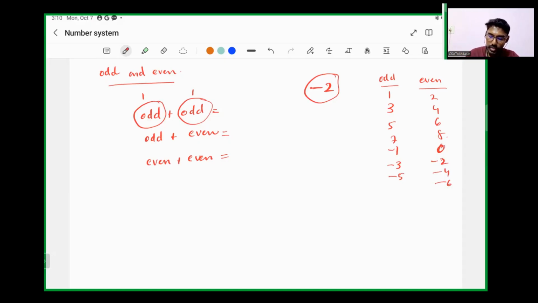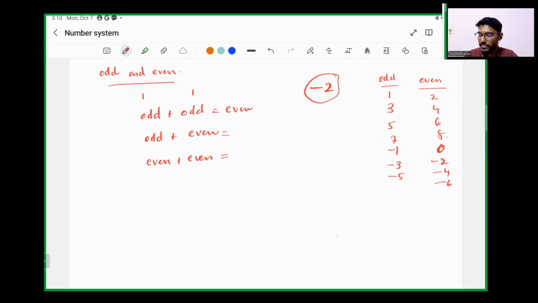Remember that. So now if I suddenly ask you what is odd plus odd, you just add the smallest odd number that you know. You know 1. 1 plus 1 is 2. 2 is an even number. So odd plus odd will be an even number. You can do this in the questions also.